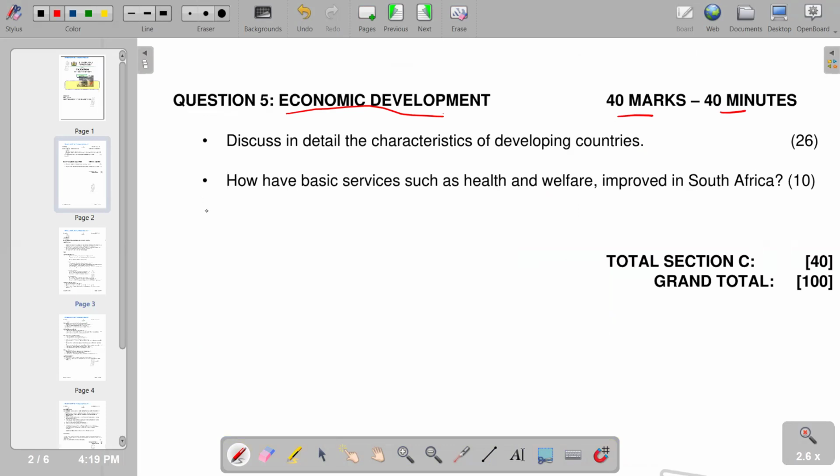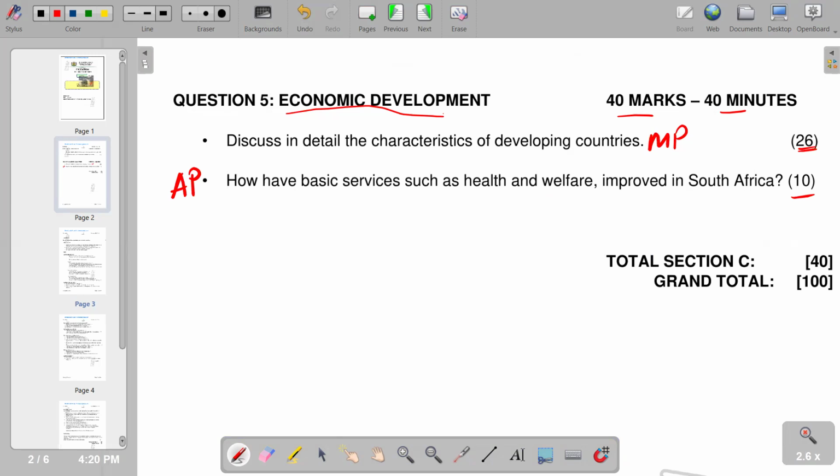The first part of our question is: discuss in detail the characteristics of developing countries, and this is going to be our main part with a total of 26 marks. Then we've got the additional part, which reads: how have basic services such as health and welfare improved in South Africa, with 10 marks. And this is going to be our additional part. According to our essay, you're supposed to start with the introduction.